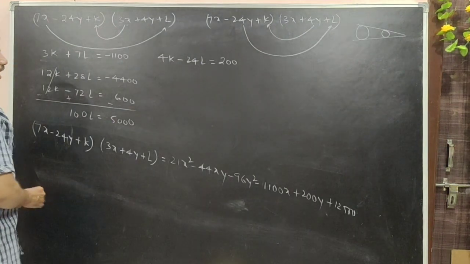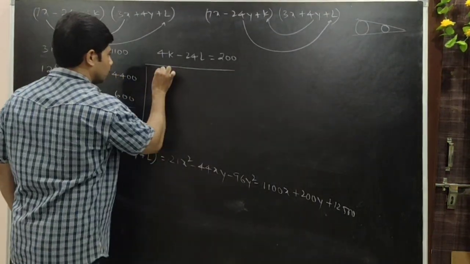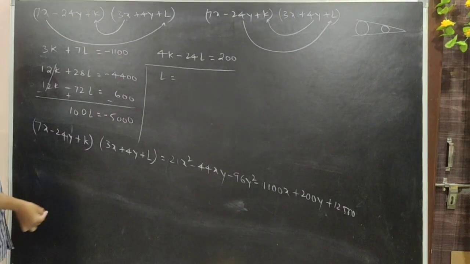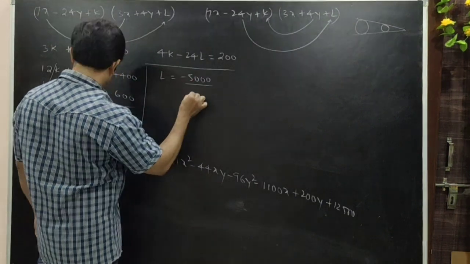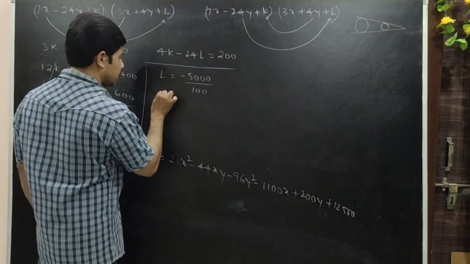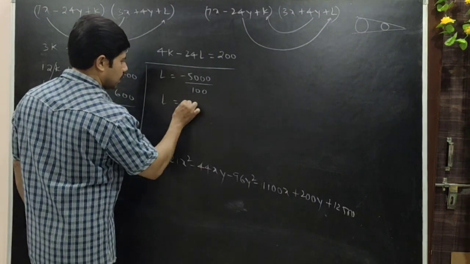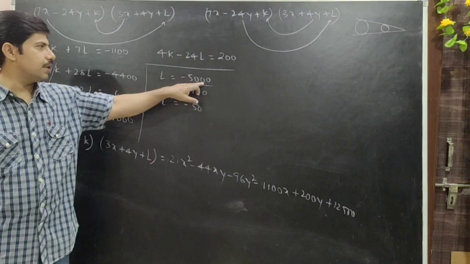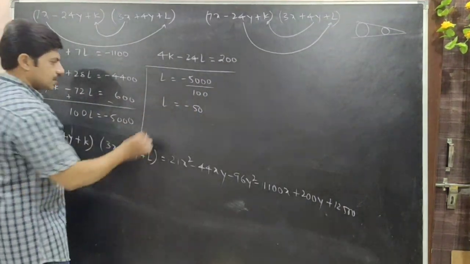So now we can find out the value of l. What is l equal to? L is equal to, see, this is minus, right? Minus 5000. So l is equal to minus 5000 by 100. So what is the value of l we are getting? It is minus 50. Two zeros you cancel in the denominator, the numerator is minus 50. Now what I'll do is, I'll just substitute l.